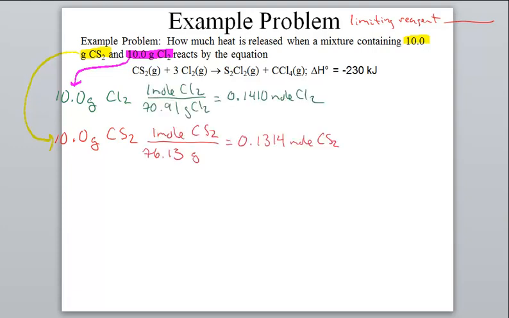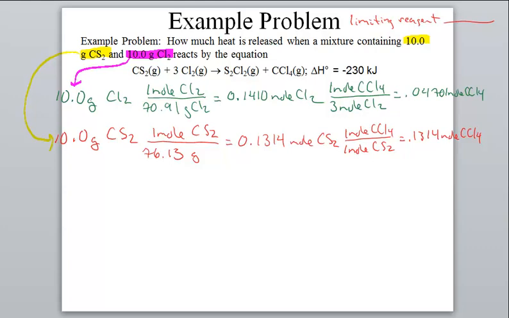Starting with 10 grams of each reactant and using their respective molar masses, we have about the same starting mole quantity of each reactant. But again, to get the limiting reagent, show how much product is being produced. So we have moles of reactants. Next we'll use the mole-to-mole relationships to get to moles of a product, and the one we're going to is carbon tetrachloride.